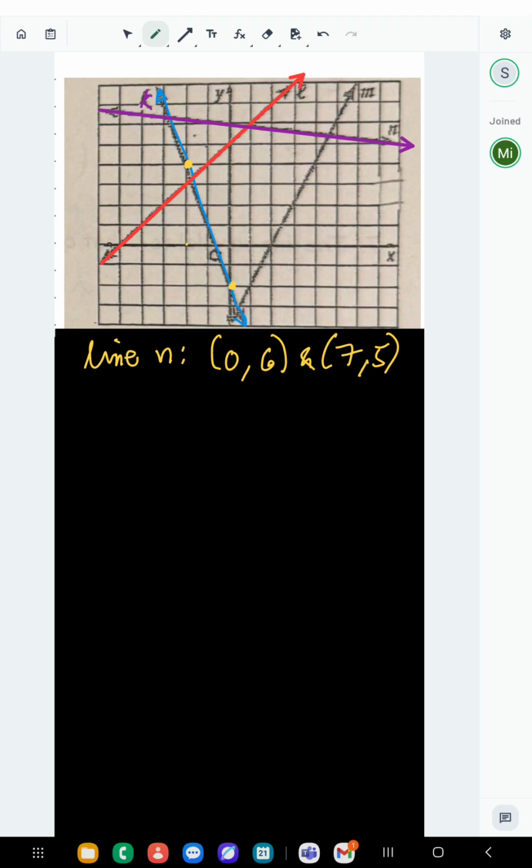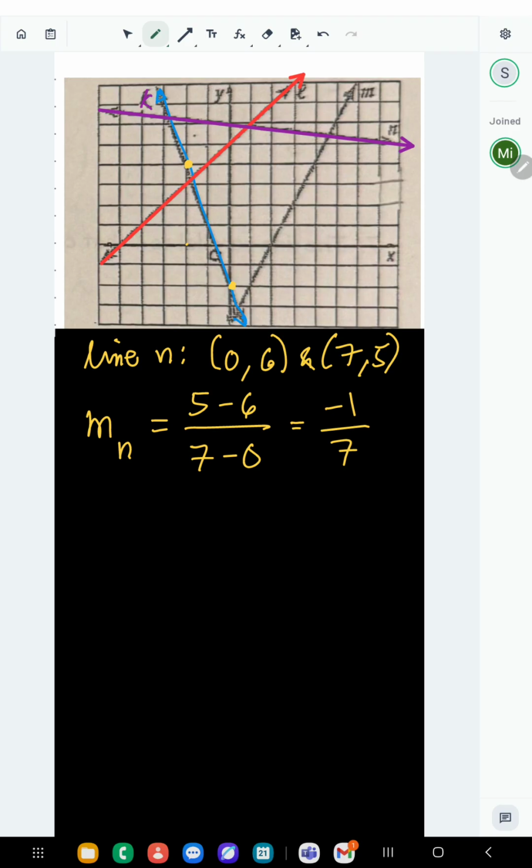Okay, now, so we have the points in line N. So we need to solve for the slope. Slope of line N is y sub 2 minus y sub 1. So that is 5 minus 6 over x sub 2 minus x sub 1, so 7 minus 0. So this is negative 1 over 7. So the slope is negative 1 over 7.